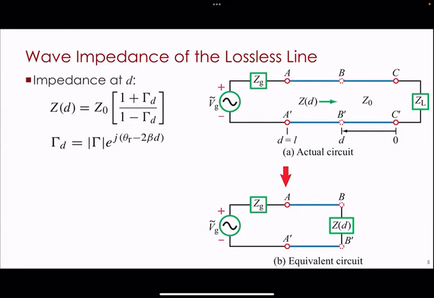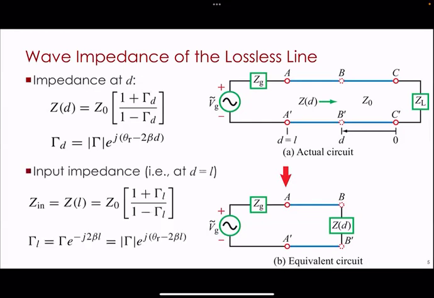So how do we calculate this? Well, we just saw this on the last one where we just called the thing gamma D. And we could go all the way back to the input, like I said. So the word input impedance usually means the input of the transmission line, which is at AA prime.